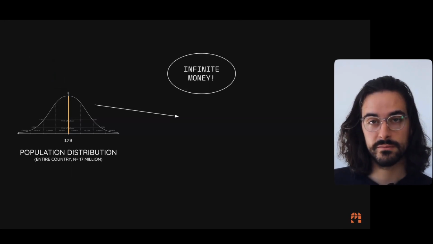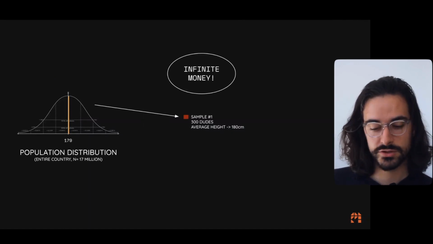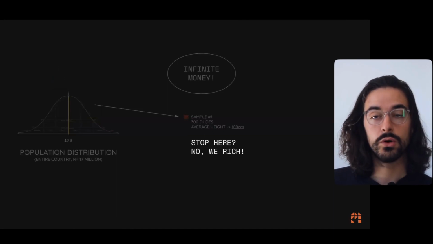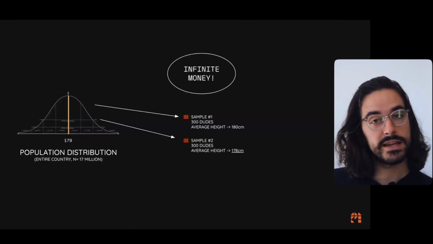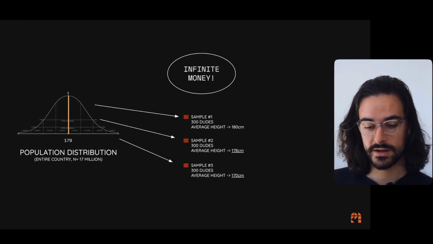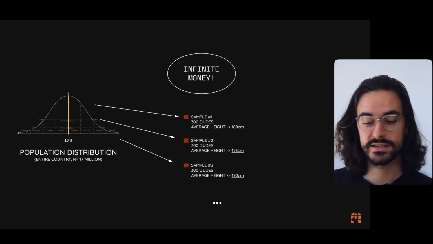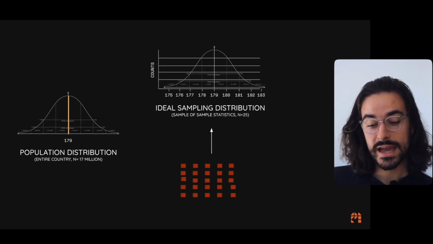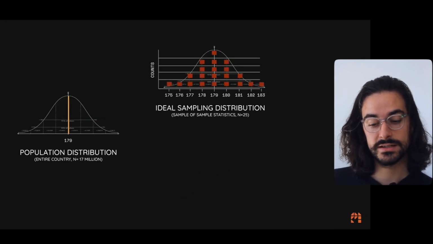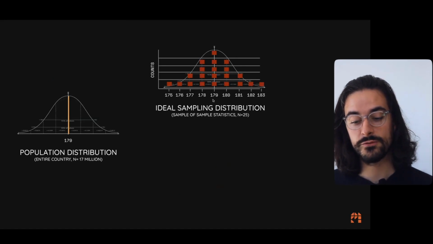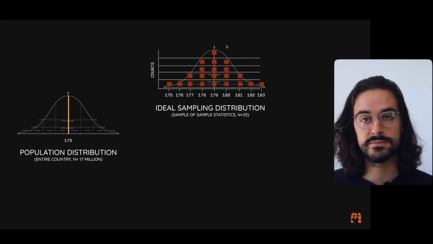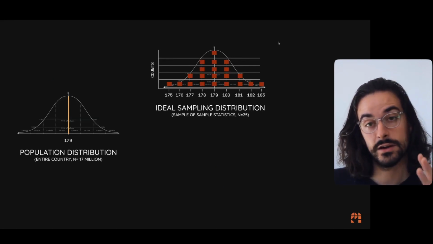And we have infinite money, okay? So if we have infinite money and we're trying to estimate the population value, let's take the first sample, 300 dudes, take their average height, 180. Stop here. No, we're rich, so let's keep going. Let's take a second sample, average height, 178. Let's take a third sample, average height, 170. Let's keep doing that until we have 25 samples, and then we can plot those samples into an ideal sampling distribution. So we found 175, 179 five times, 5 samples out of the 25, right? That's our point estimate.